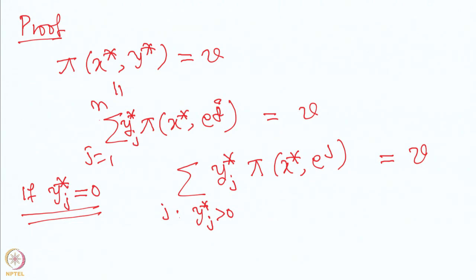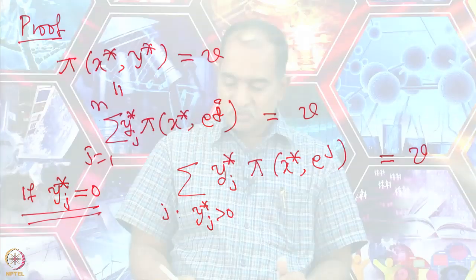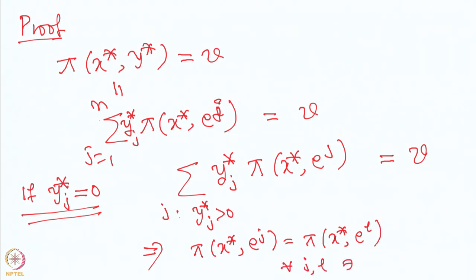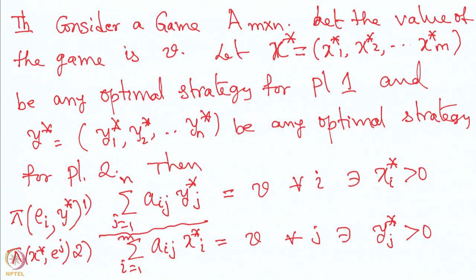Now, this is a convex combination of pi x star e j's. A convex combination of pi x star e j's is equal to V. If they are not all the same, if something is bigger, then that will be bigger than V. That is not true, because x star is optimal and y star is optimal. So, using the convexity properties, the bilinearity of pi, and this being a convex combination, pi x star e j is going to be the same as pi x star e l for all j, l such that y star j, y star l are greater than 0. Whenever the probability with which those columns are chosen is strictly greater than 0, the corresponding payoffs are going to be the same. That is exactly what we wanted to prove.